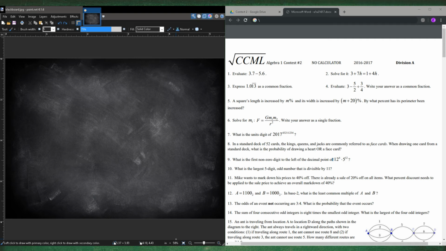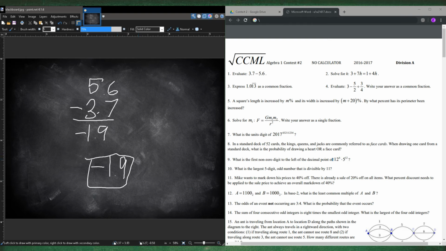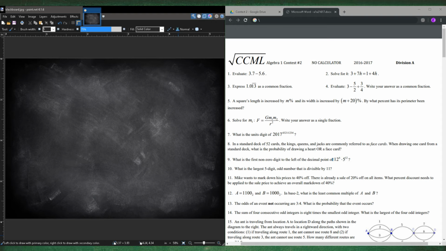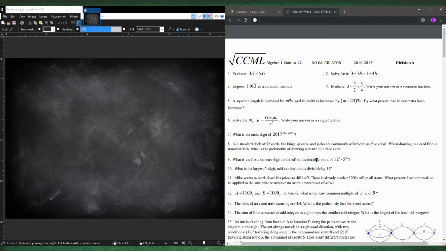Okay, question 1. Evaluate 3.7 minus 5.6. Well, you could just do this the opposite way around, so you just have 5.6 minus 3.7, which gets you 1.9, and you just put a negative in front of it. And that gets you the answer, so the answer is just negative 1.9. Just basically that simple. You could do it the normal way too, but if you want to keep track of the positive, it works either way.